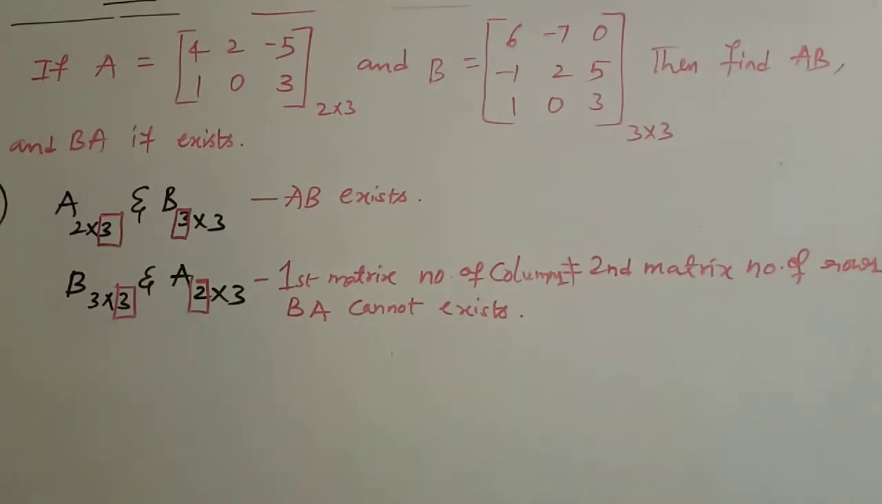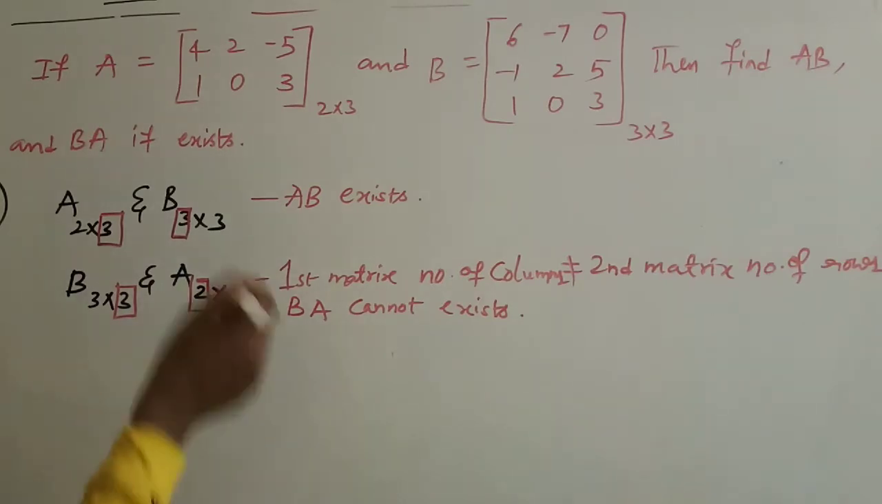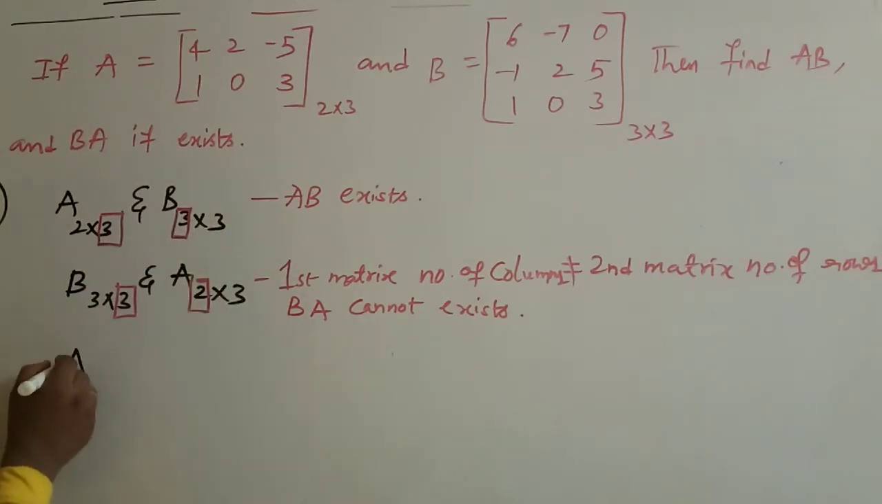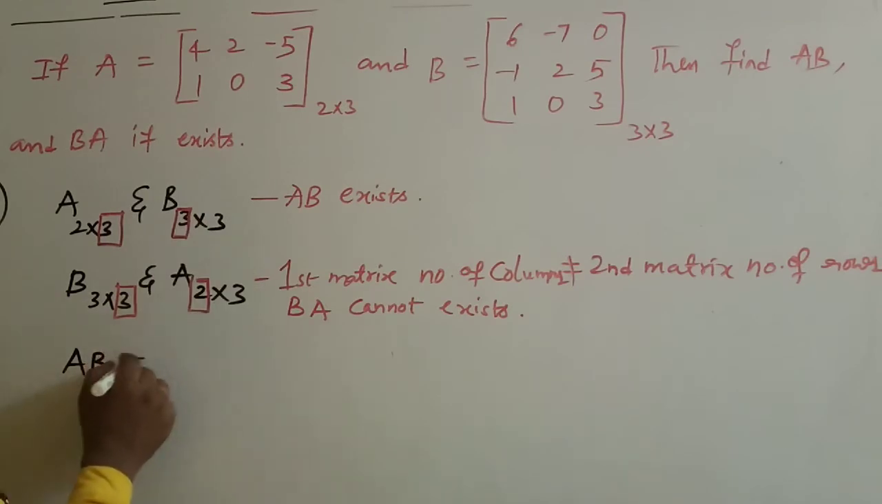They said if it exists, we have to find it. So which is existing here, AB or BA? You already found that it is AB only that exists. So we need to find only AB after writing this. Now let's find how to find the product of AB. It is your first time understanding the multiplication or product of two matrices, so just concentrate clearly so that you can understand.